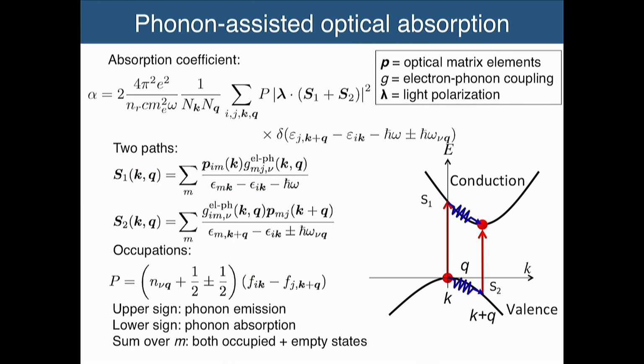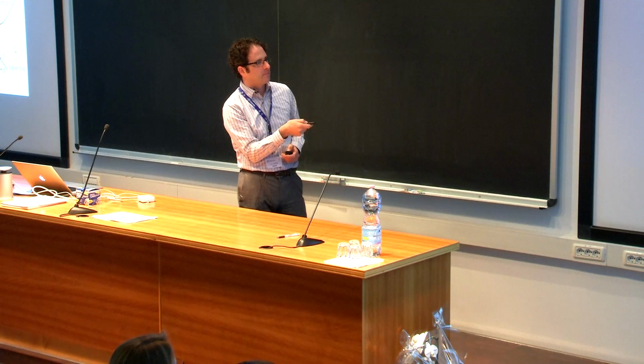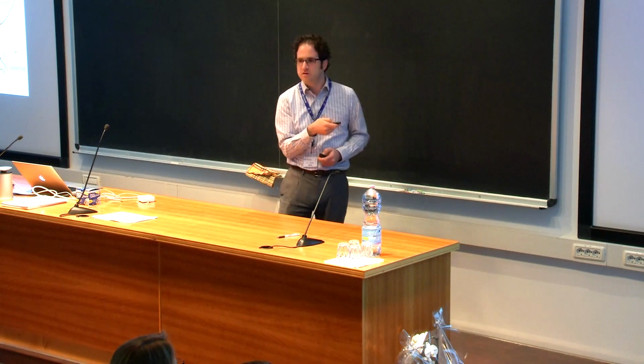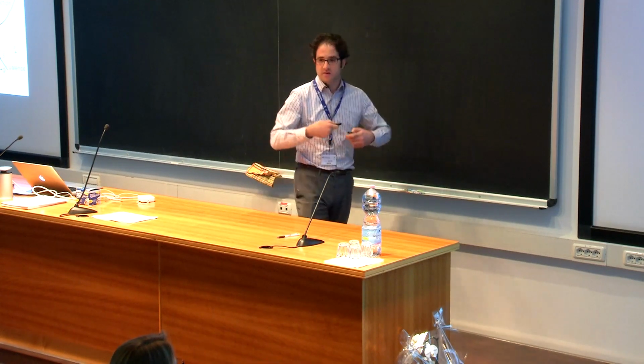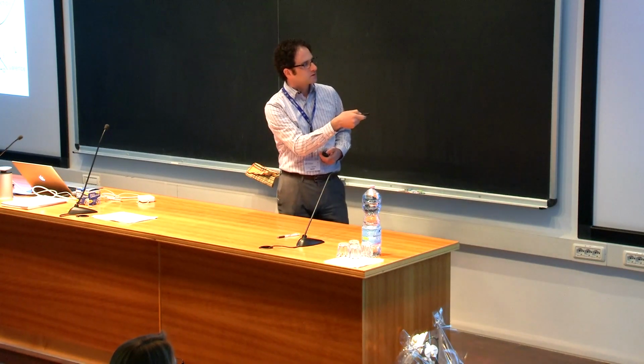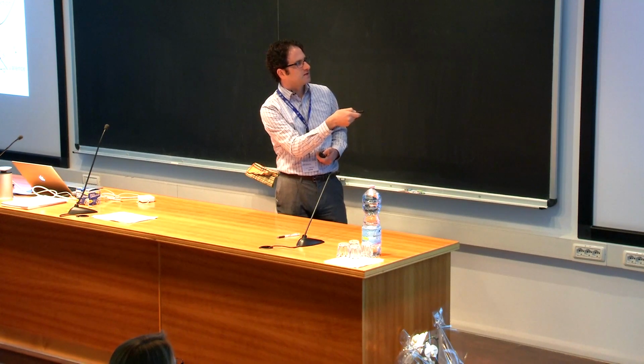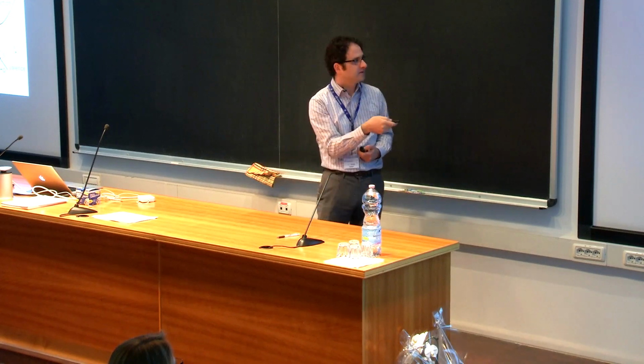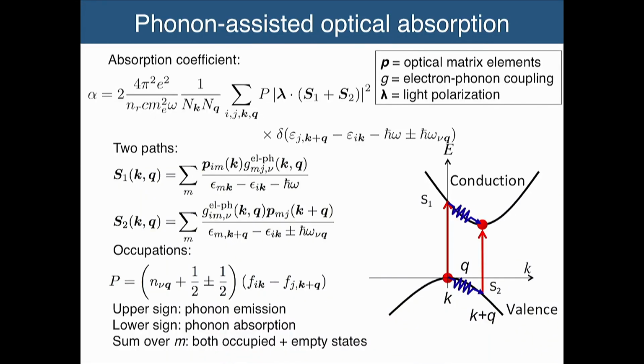So what comes in here is the optical matrix element between the initial state I and band M, times the electron-phonon coupling in the conduction band, divided by the energy of the intermediate state. The energy here is the total combined energy of electrons plus photons plus phonons. So your initial state is the electron plus the photon that has not been absorbed yet. For path S2, you first emit the phonon, followed by light absorption at k plus q. And now the intermediate state involves the absorption or emission of a phonon.